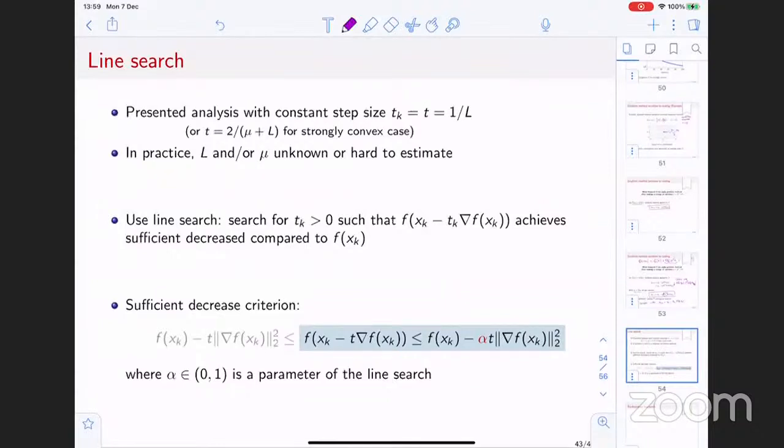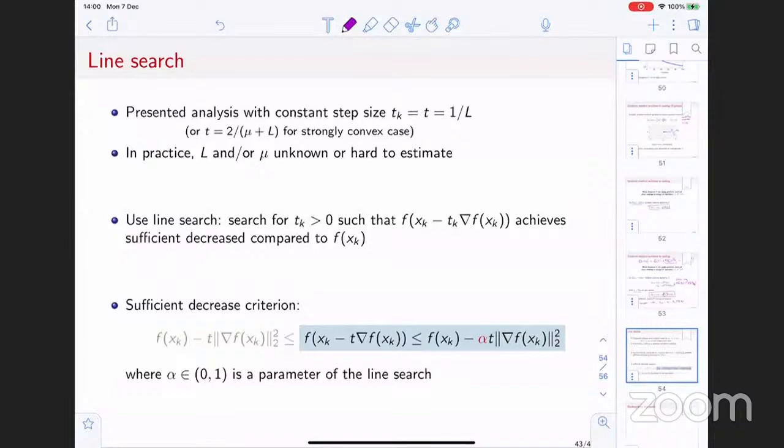And so what we do in this case, if they are unknown, is that we use what we call a line search. At each step, if you are at x_k and you know that you have to move in the direction of the gradient, but you don't know by how much, what is the magnitude t_k, we look for a t_k such that you achieve sufficient decrease in function value compared to f of x_k. The typical criterion that we use is the one that you see highlighted in blue.